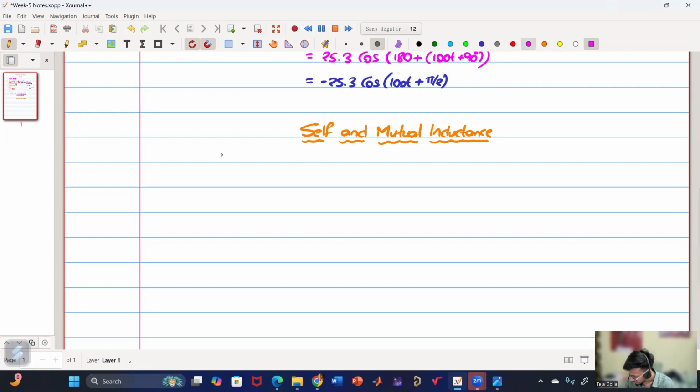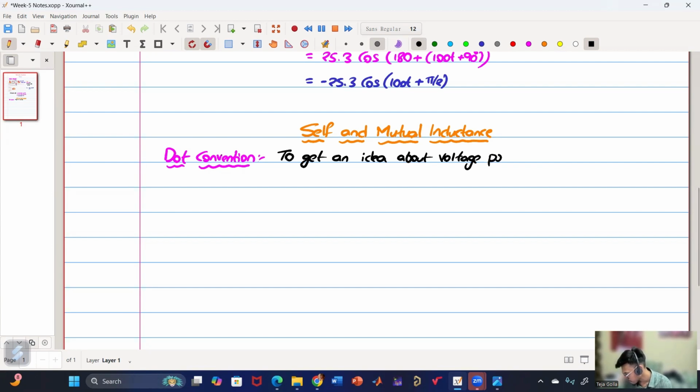So first of all, what is dot convention and how to get the dot convention? Dot convention is needed because whenever there are two coils and there are currents, we need to know how the polarity of the mutual inductance part will be. In order to get the voltage polarity, dot convention is very much needed. We'll see how, if the dot is different, the voltage polarity will change.